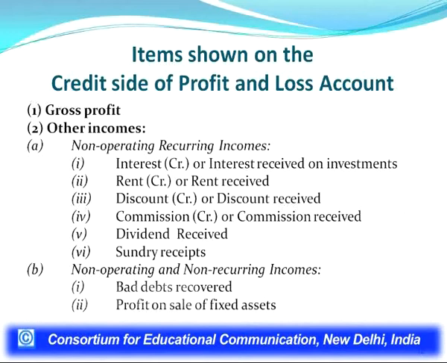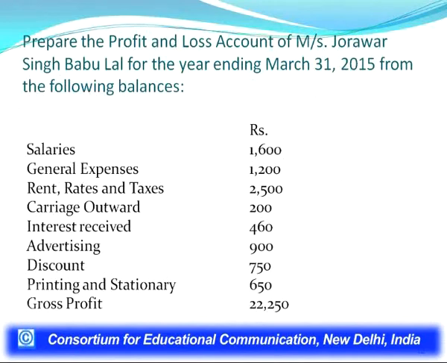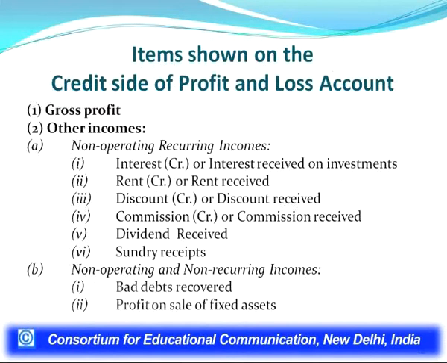Then profit on sale of fixed assets. A firm has sold an asset like a building, its book value was suppose 3 lakh and it has been sold for 4 lakh. So, there is a profit of rupees 1 lakh on sale of building. That will be shown as non-operating and non-recurring income on the credit side of the profit and loss account. So, after recording these items, we find the balancing figure, which is known as net profit or net loss.